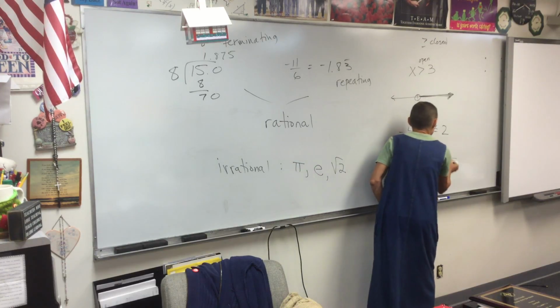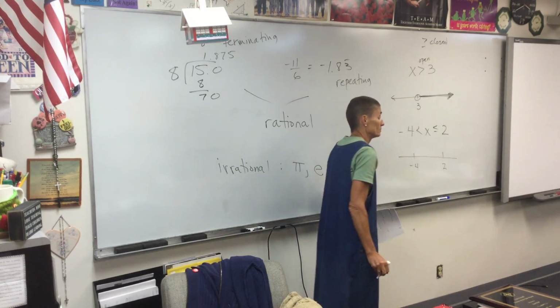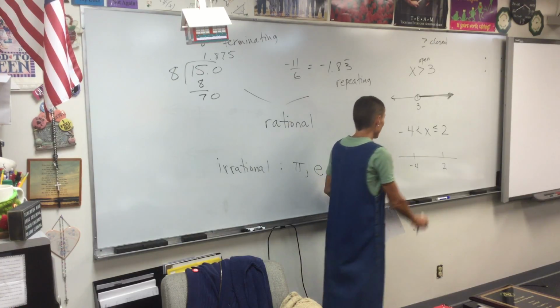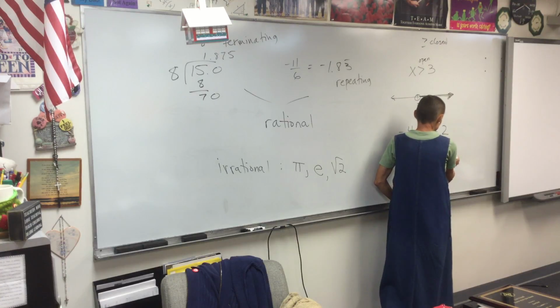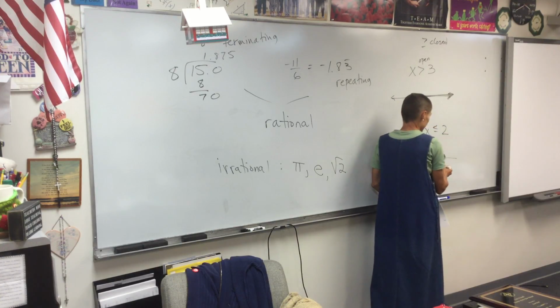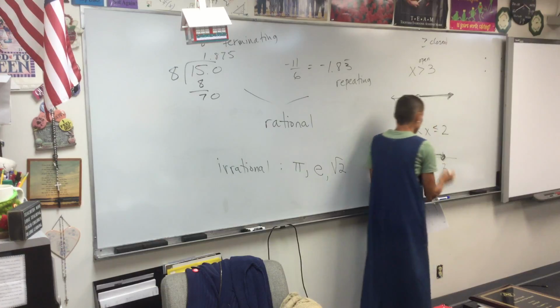So here's -4 and here's 2. What kind of dot here? Open. What kind of dot here? Closed. And then what? Shade in between. In between. Very, very good.